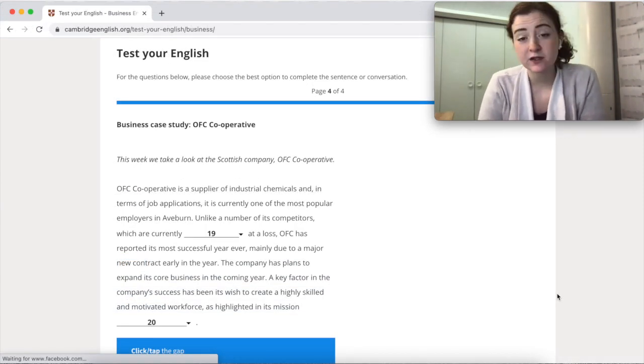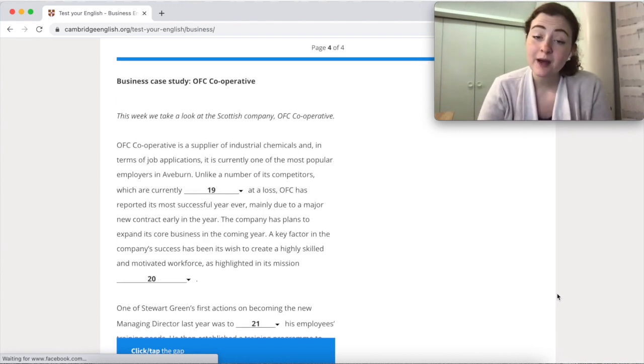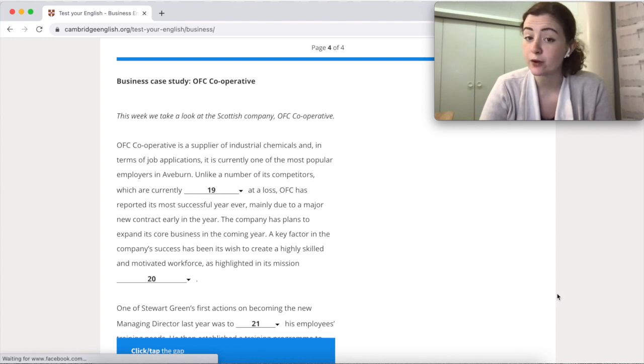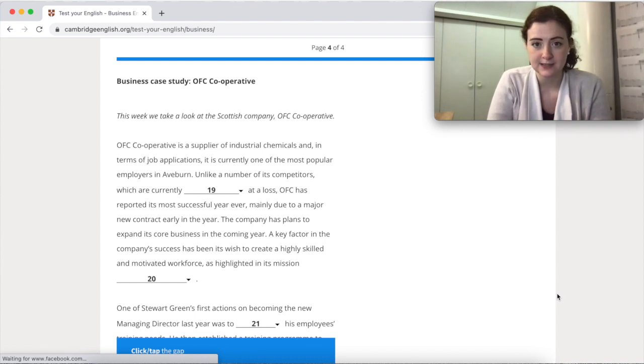Okay, and the final page includes again a gap fill or fill in the blank exercise. Business case study, OFC Cooperative. This week we take a look at the Scottish company OFC Cooperative. OFC Cooperative is a supplier of industrial chemicals and, in terms of job applications, it is currently one of the most popular employers in Averburn. Unlike a number of its competitors, which are currently blank at a loss, OFC has reported its most successful year ever, mainly due to a major new contract early in the year. The company has plans to expand its core business in the coming year.